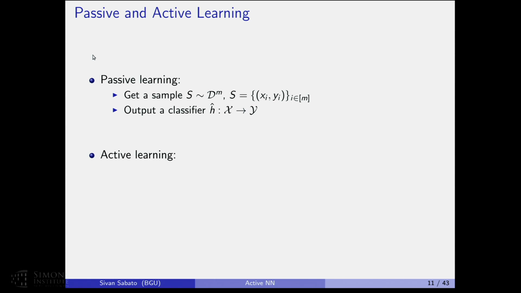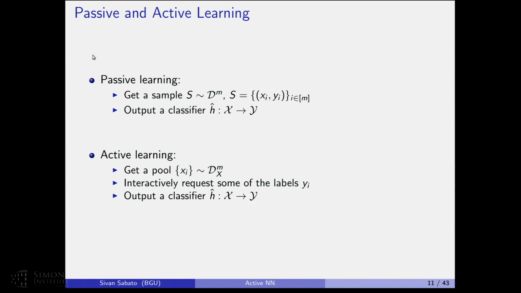In the active learning case, I'm going to talk about pool-based active learning. So I'm getting a pool. The pool is just the examples without the labels. And I can interactively request some of the labels. I can ask for, give me the label of example 3. I will get the label. Then I can ask for another label, etc. And I can do this interactively. And again, I will output a classifier. Okay, so the only difference is the way that I'm getting the labels. I don't pay for them all in advance. I can choose which of them I want to pay for.